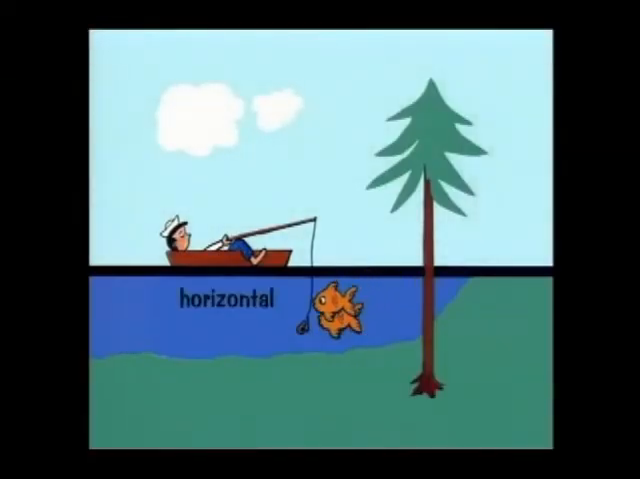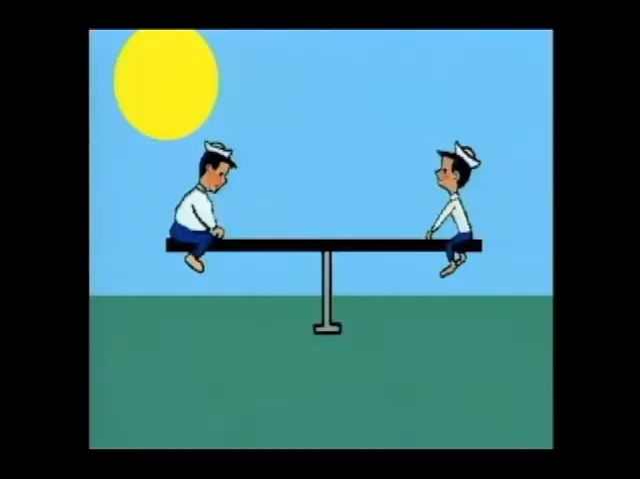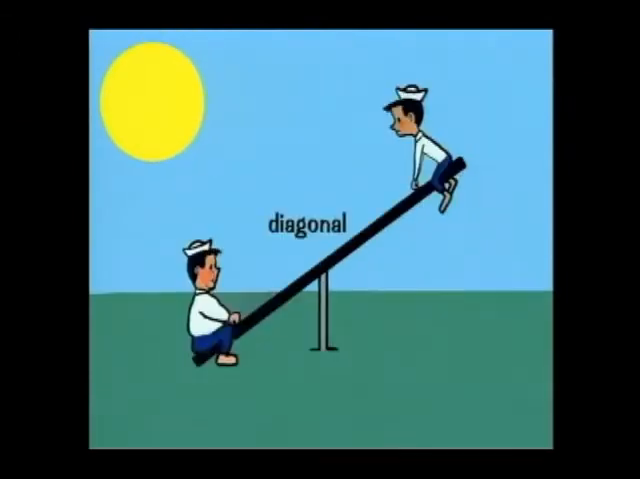A horizontal line is straight across, like the line where water seems to end and the sky begins. It reminds us of lying down. It's peaceful, restful. A vertical line is straight up and down like a tree. A diagonal line is like a teeter-totter with a heavier person on one end.